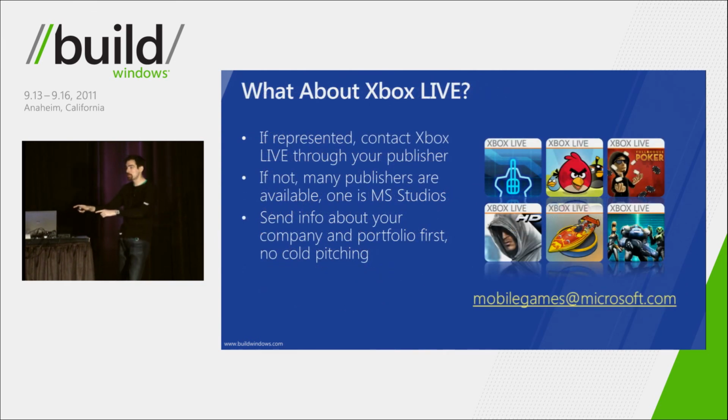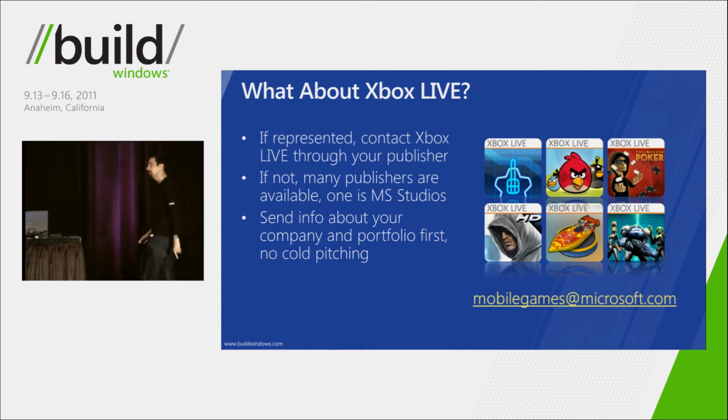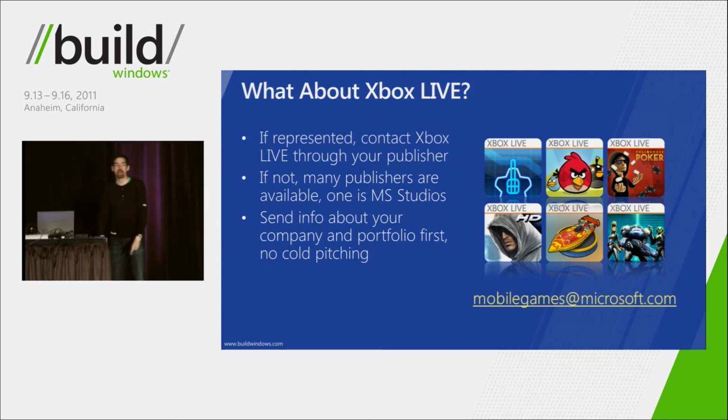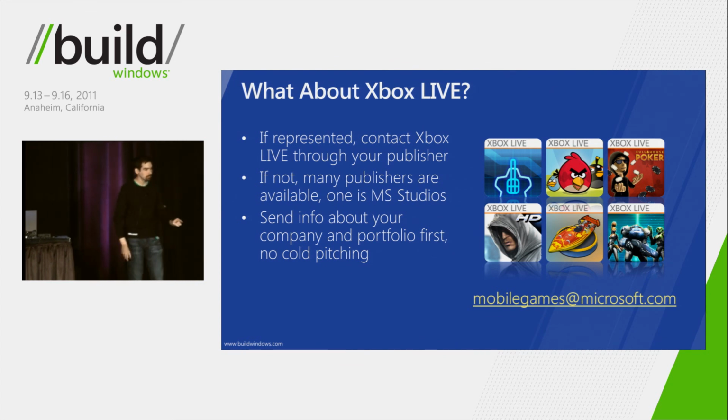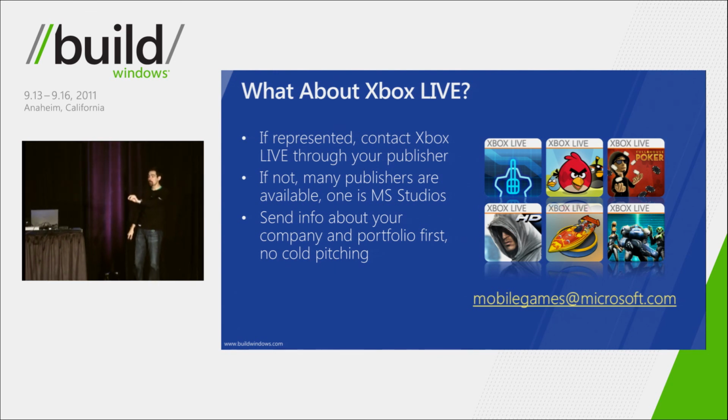Here's the one that I wanted to make sure people see. Write this down. If you're a game developer, mobile games at Microsoft.com. This is Microsoft Game Studios, and they are reaching out to developers who are making games to get them involved in the program. You don't need a publisher. If you want to talk to them about games to develop on Windows Phone and you want to be a part of the Xbox Live program, mail mobile games at Microsoft.com. Do not cold pitch. Start with who you are, the games you developed. They will get in touch with you. Then when you have the right paperwork signed, you can discuss your specific game with them. Very, very important that you deal with this the right way.